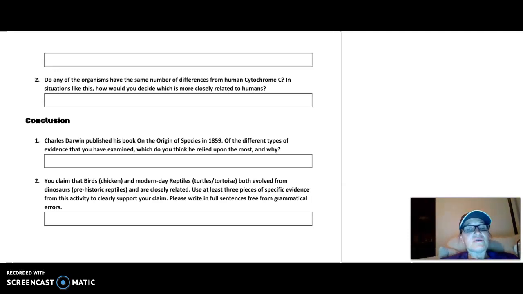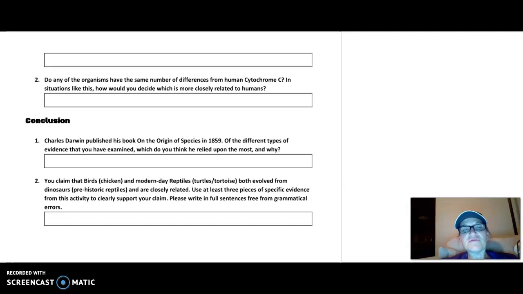So question 2 in the conclusion asks, you claim that birds, so the chicken, you could go back and look through the evidence, and modern day reptiles, turtles and tortoises, are reptiles, both evolved from dinosaurs, prehistoric reptiles, and are closely related. I want you to use at least 3 pieces of evidence, specifically from our activity, to clearly support your claim. Please write in full sentences, free from grammatical errors. So this is going to require a little bit of thought.